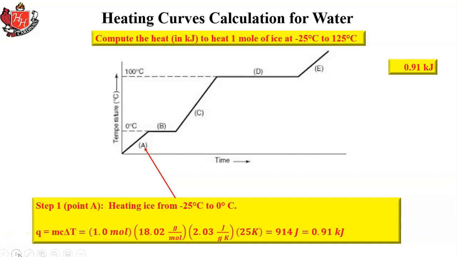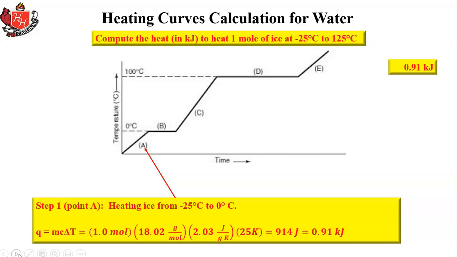Okay, so for this one, we're going to use the specific heat equation, Q equals mc delta T. First, we have to take the moles. We were given moles, not mass in grams. So we have to do a molar mass conversion. 1 mole, and this is water, so it's 18.02 grams per mole, gives you how many grams of water. Now, the specific heat we're using is the specific heat of ice, not of liquid water. It's a different number. So it's 2.03 joules per gram Kelvin. And then finally, the temperature change is 25 K.